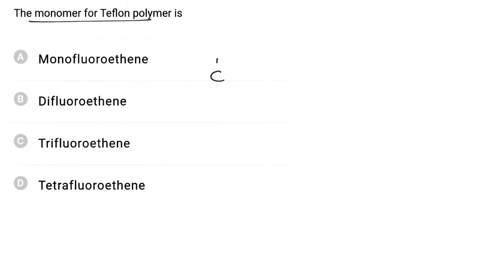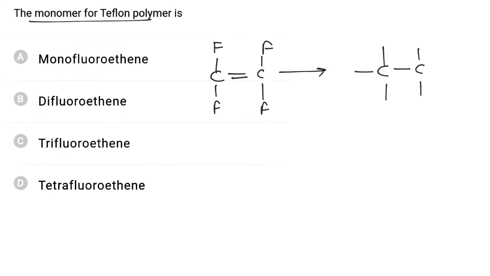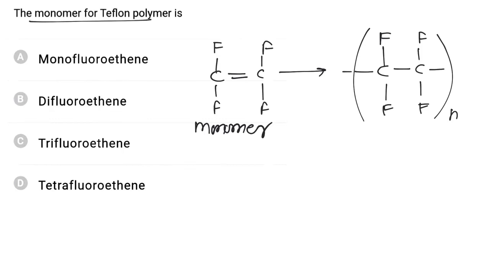The monomer of Teflon polymer. Now Teflon is a polymer of tetrafluoroethylene. Now this molecule is tetrafluoroethylene. On polymerization, it will be converted to polytetrafluoroethylene, and polytetrafluoroethylene is also called Teflon. So tetrafluoroethylene is the monomer and this is the polymer, and hence the correct answer is D, tetrafluoroethylene.